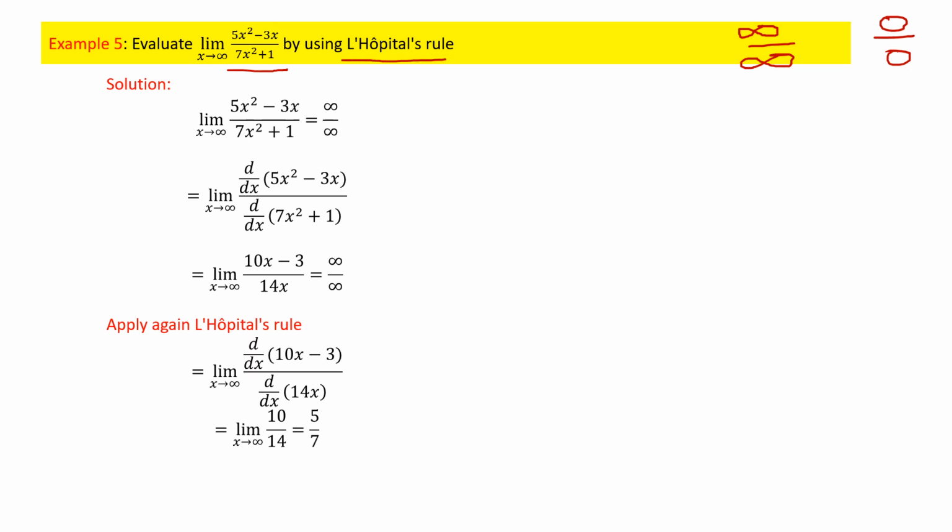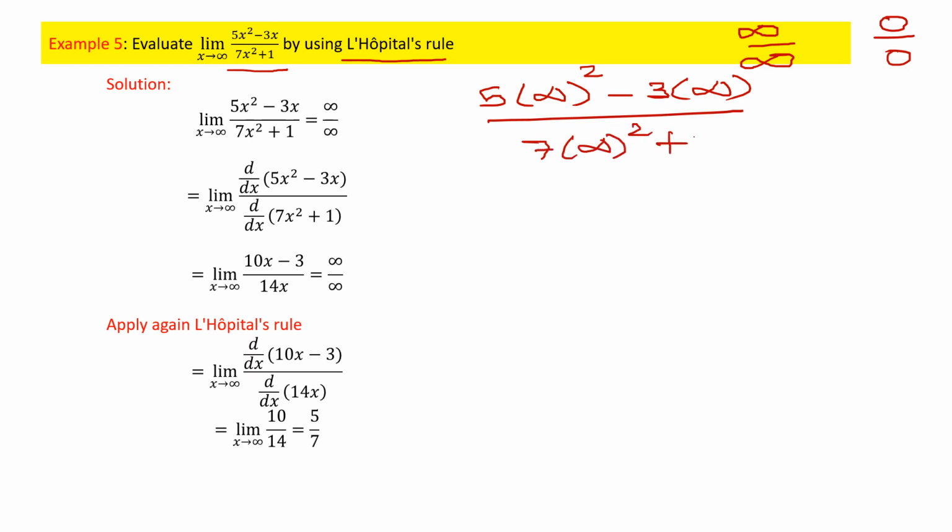So as usual, first step, you have to replace the x value by infinity. So we have 5 times infinity power 2 minus 3 times infinity, divided by 7 times infinity power 2 plus 1. So we easily observe that the numerator will become infinity, the denominator also will become infinity. So now we have a form, not 0 by 0, we have a form infinity over infinity. But anyway, either 0 by 0 or infinity by infinity, we need to apply L'Hopital's rule.